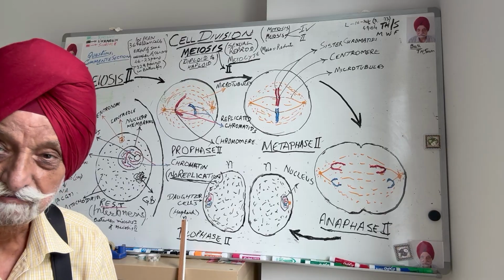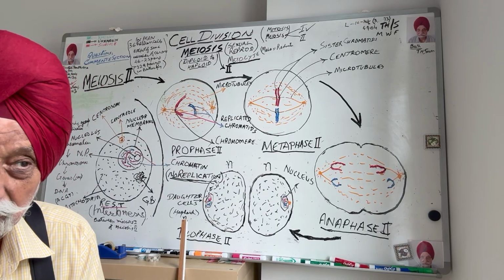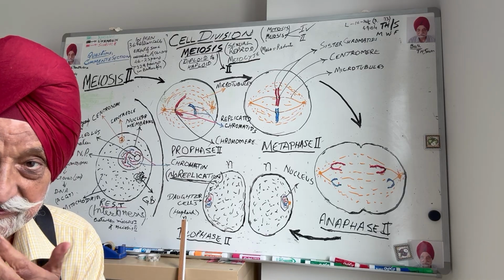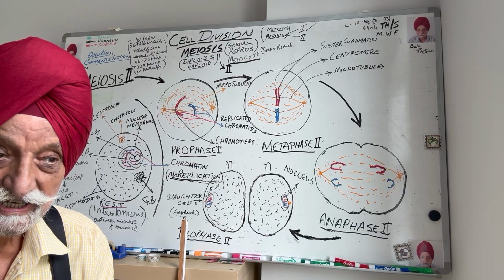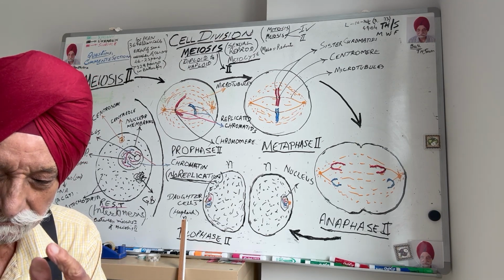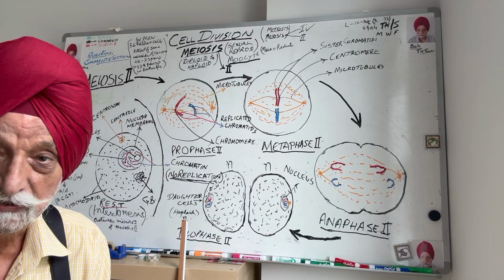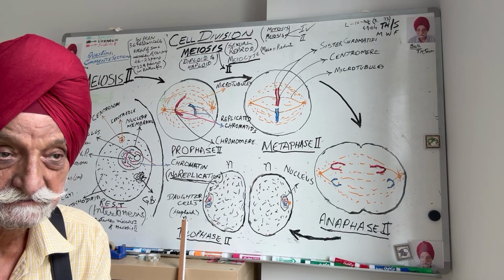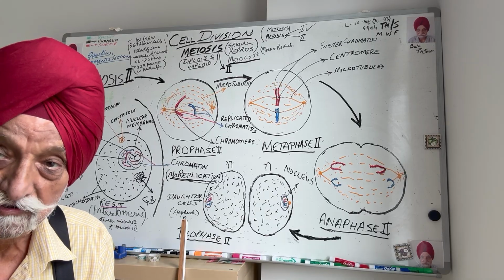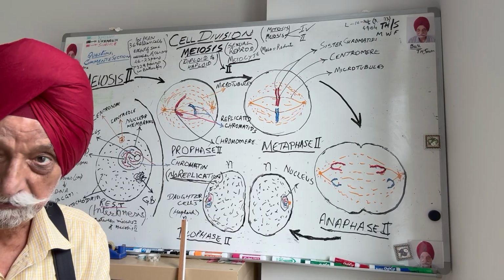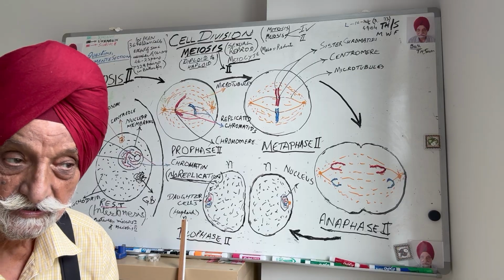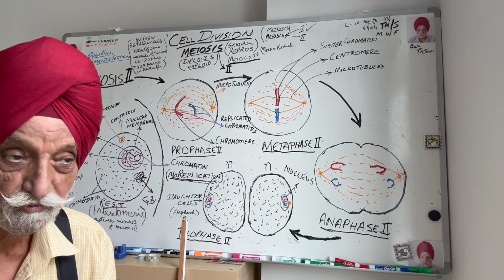Now, in meiosis 1, if you remember, before meiosis 1, there is an interphase, and during that interphase, the chromosomes of the cell undergo replication. That is an interphase. So you have to remember that chromosomes have already replicated, duplicated, and then meiosis 1 starts. Now, I'll start with meiosis 1.